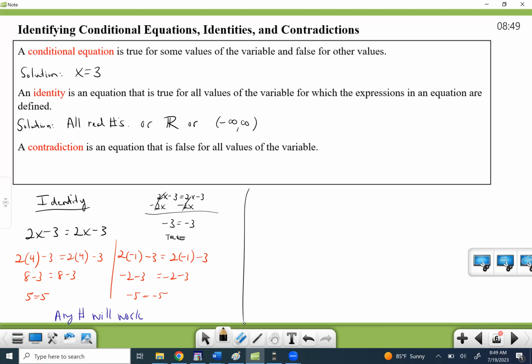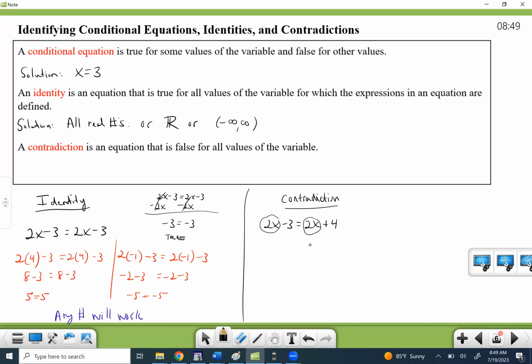Now over here, if we look at a contradiction, it might be something like 2x minus 3 equals 2x plus 4, okay? This is a contradiction. I mean, think about it. If you plug a number in here, you're going to get the same thing if you plug a number in here, okay? But over here, I'm taking away 3, and over here, I'm adding 4.